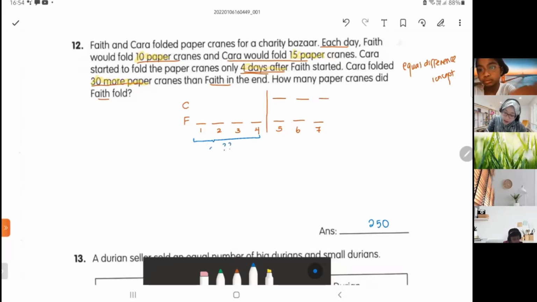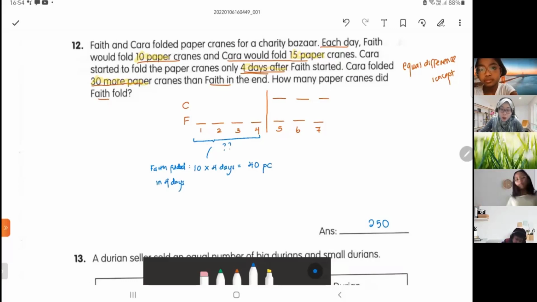To find that, you simply take 10 paper cranes times 4 days equals 40 paper cranes. This is what Faith folded in 4 days. Okay, 40 paper cranes. I put PC for paper crane, short form. All right. So now let's look at the next one.